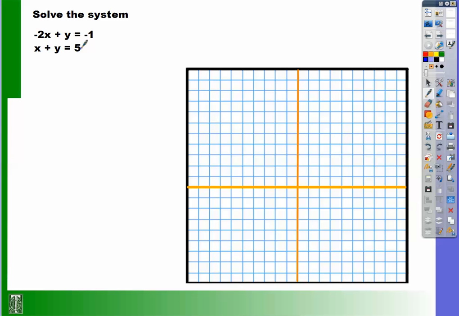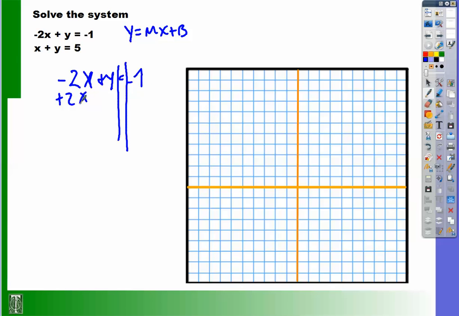So let's take our first equation. I'm going to rewrite it. Negative 2x plus y is equal to negative 1. And we need to get the y by itself. We need to get it in y equals mx plus b form. So first thing I'm going to do is add 2x to both sides. And so I get y is equal to negative 1 plus 2x.